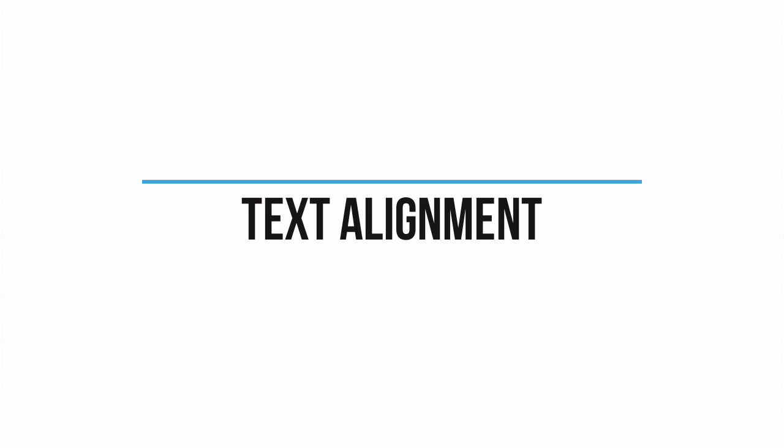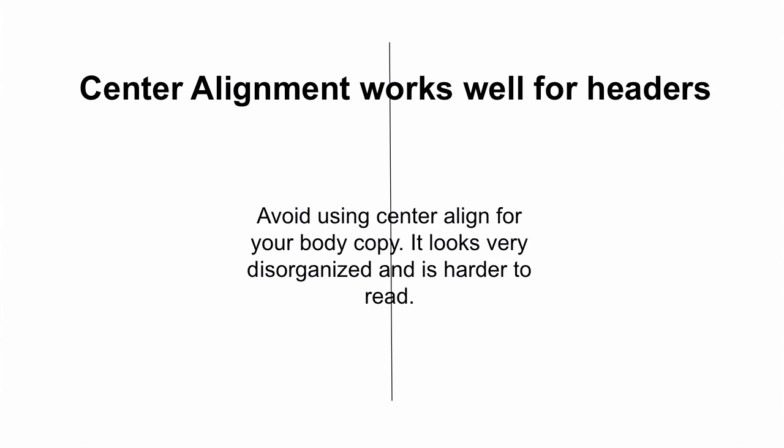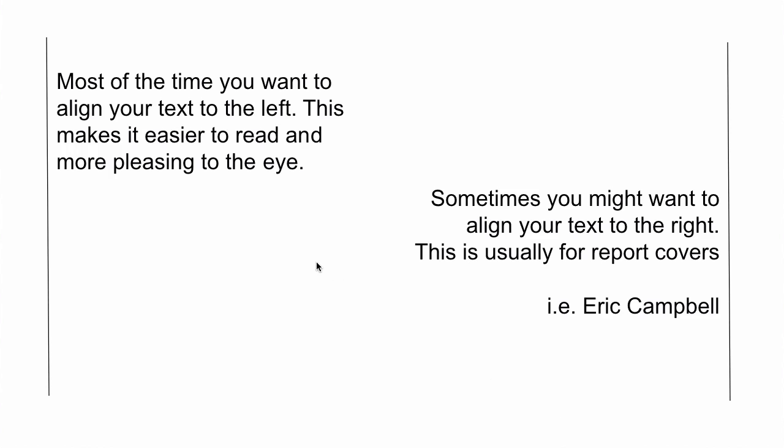So now I want to talk about text alignment. And there's 3 different types of alignment. There's center alignment, where there's an invisible line that goes through your text, and your text is evenly distributed on both sides. Then there's left alignment, where there's an invisible line to the left of your text, and all your text is pushed up against it. And there's right alignment, where there's an invisible line to the right, and all your text is pushed up against that.